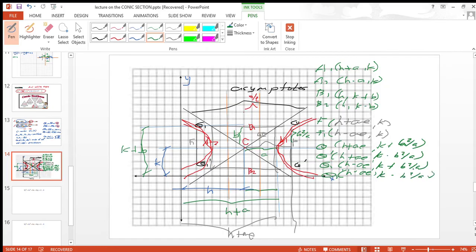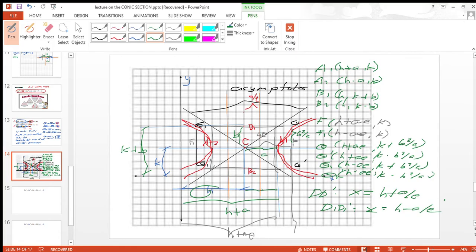So again, take note: if points lie on the same vertical line, they will have the same abscissa. If points lie on the same horizontal line, they will have the same ordinate. And then finally, for our directrices DD prime, where's the pen? DD prime will be a line parallel to the y-axis, so it will be x equals h plus a over e, while D1 prime will be x equals h minus a over e.